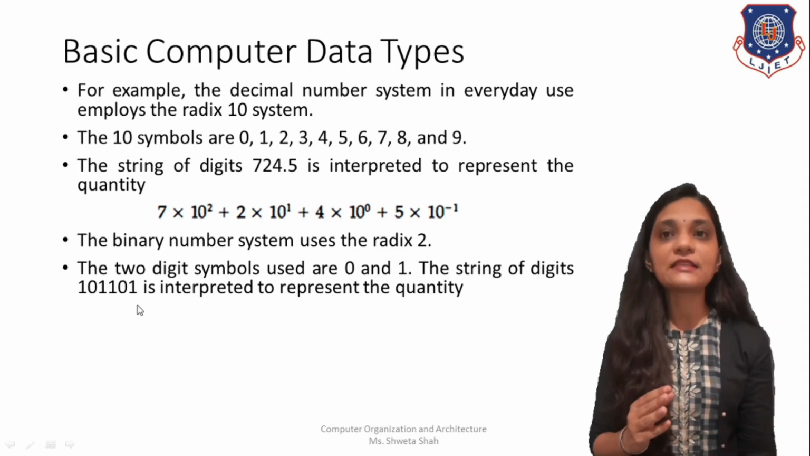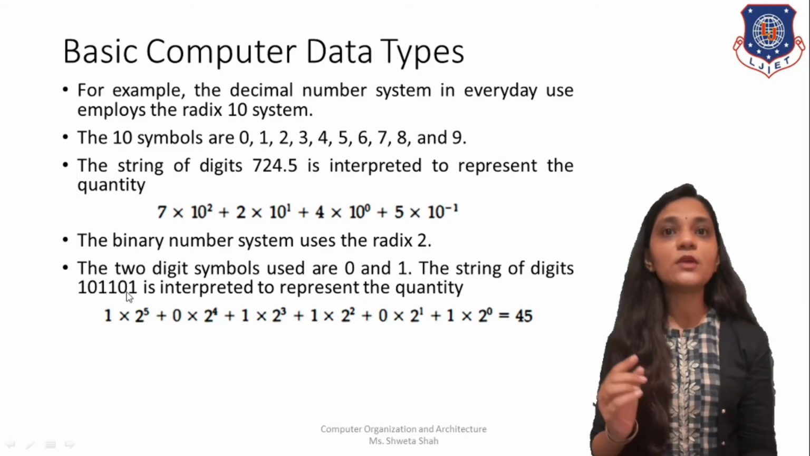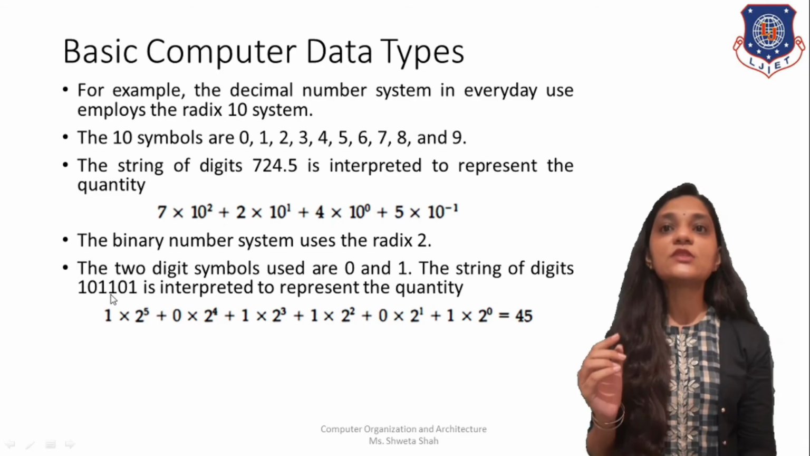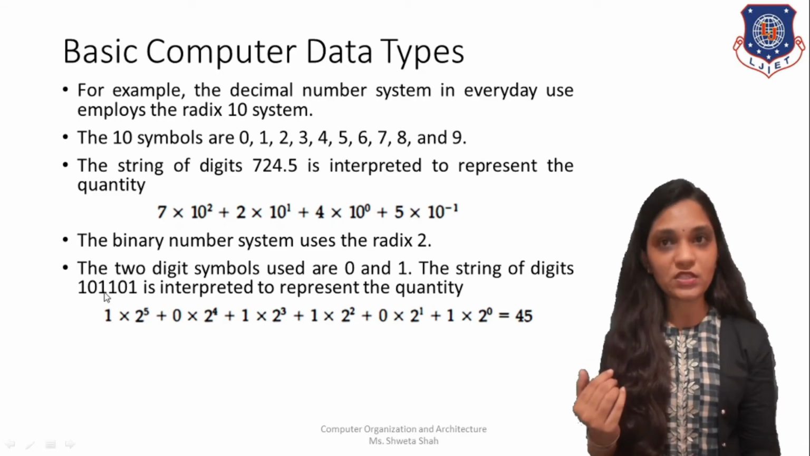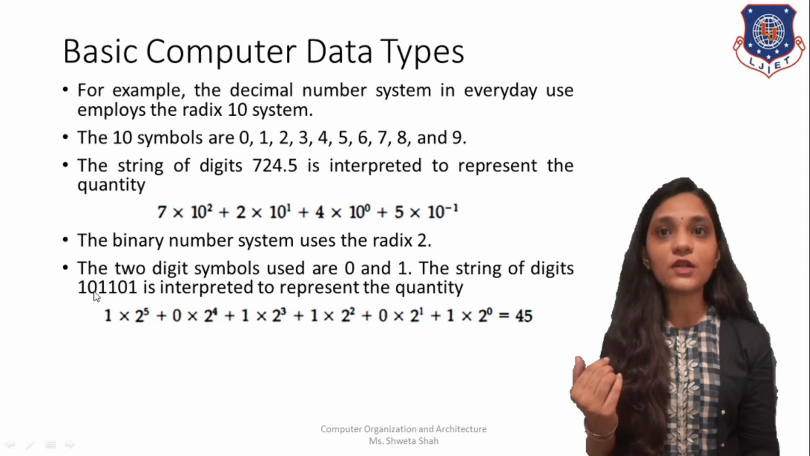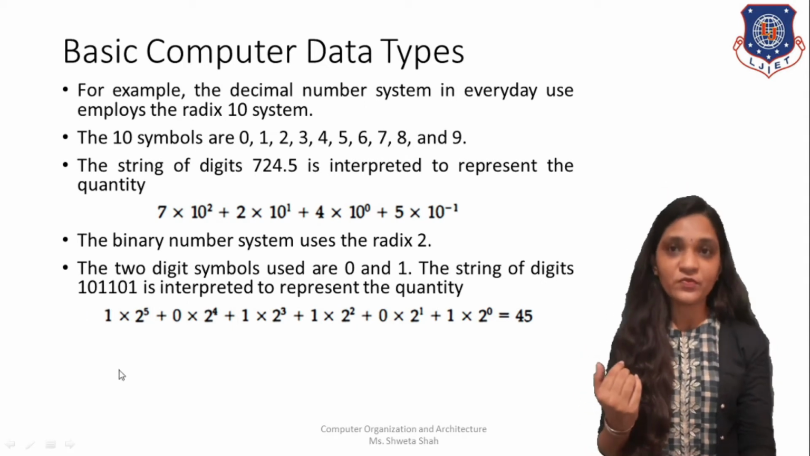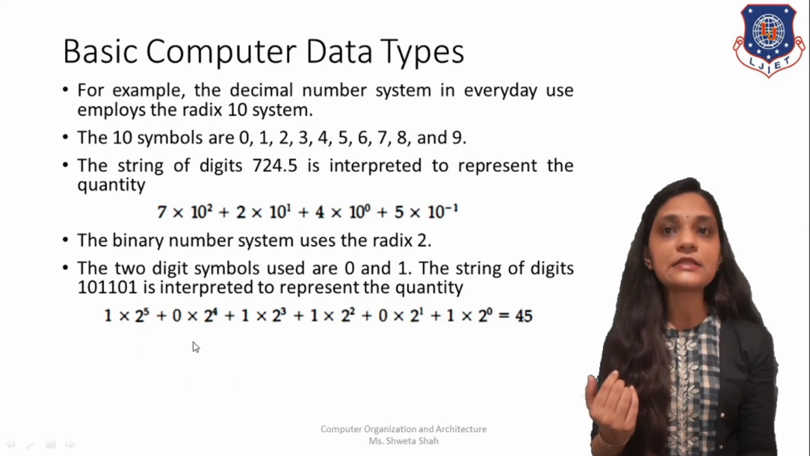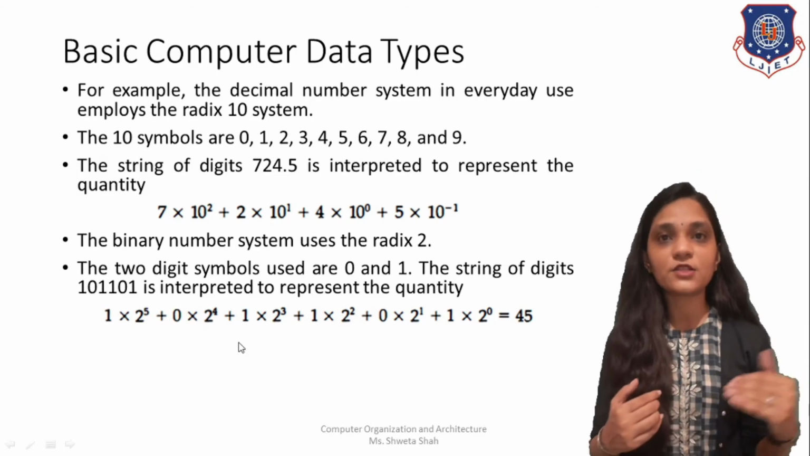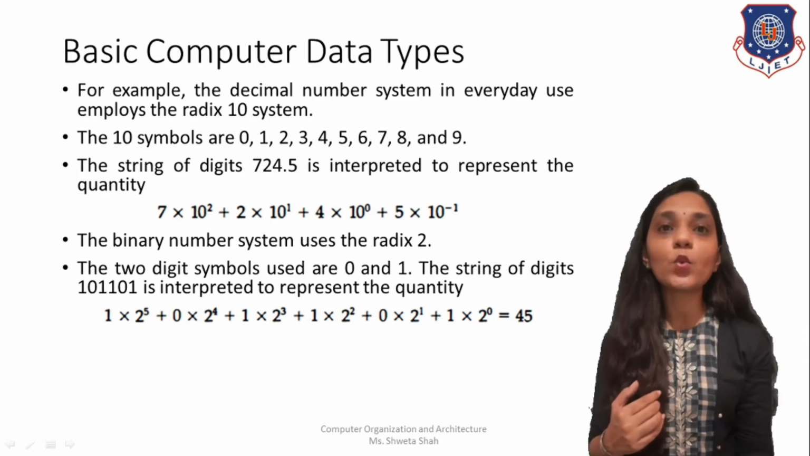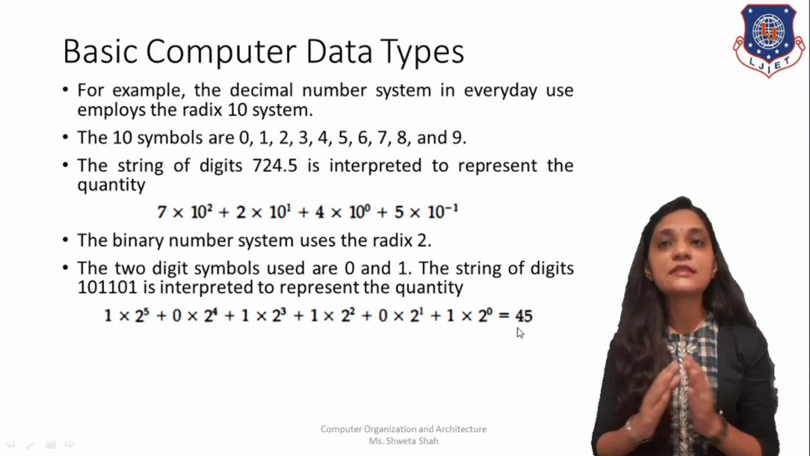So it will be like this: 1 multiplied by 2 raised to 0, this 0 multiplied by 2 raised to 1, this 1 multiplied by 2 raised to 2, this 1 multiplied by 2 raised to 3, this 0 multiplied by 2 raised to 4 and this 1 multiplied by 2 raised to 5. And if you add all these partial products, then you will get the quantity that is 45.